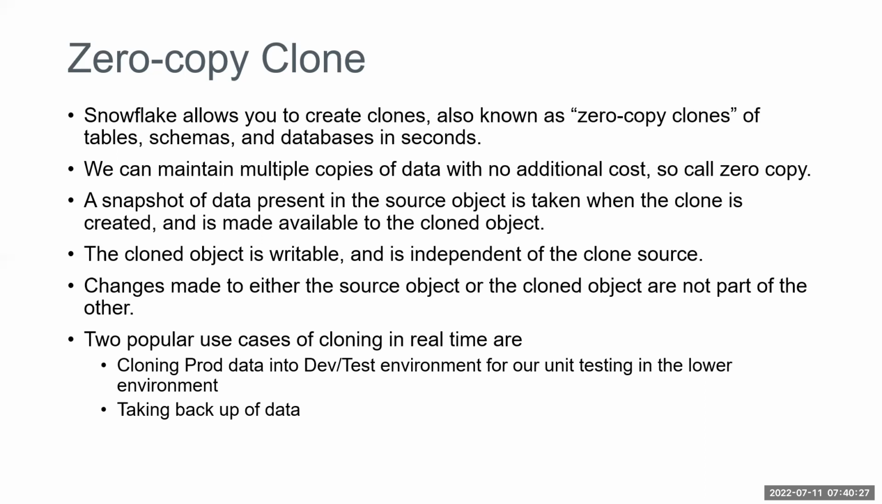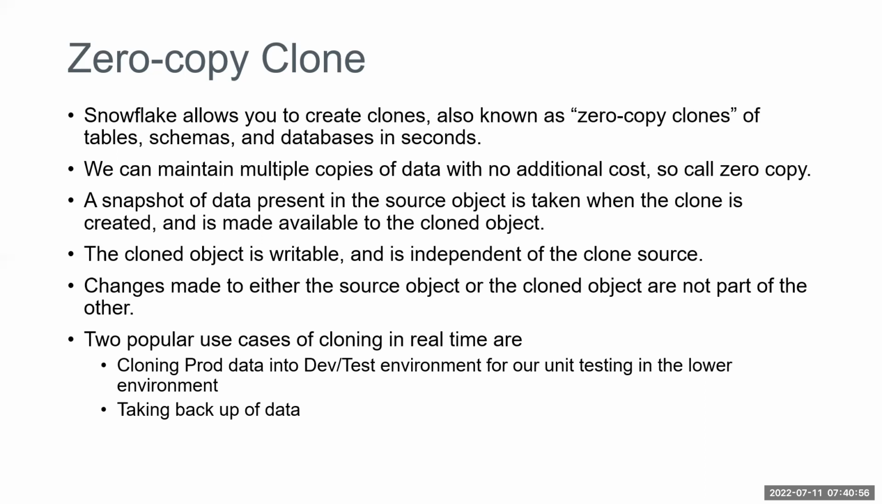Both are completely independent. The cloned object is writable, so you can write some data into the cloned object, and you can write some data into the source object. Changes made to either object will not reflect in the other object. Only at the time of clone, whatever data is present in the source object will go to the cloned object, but both are independent.